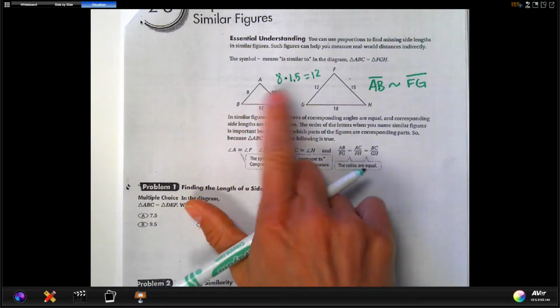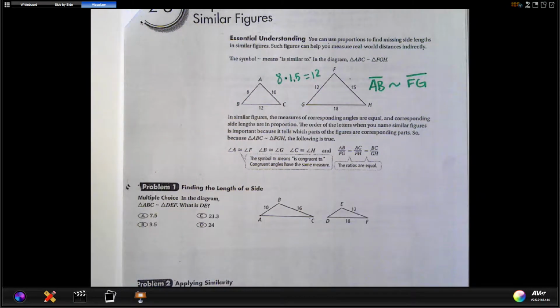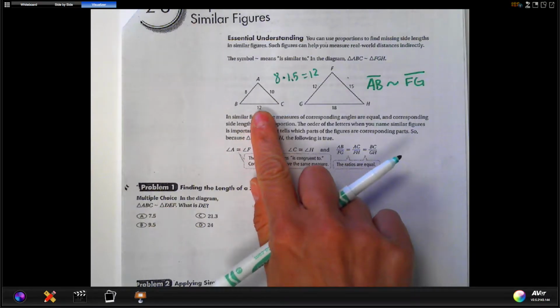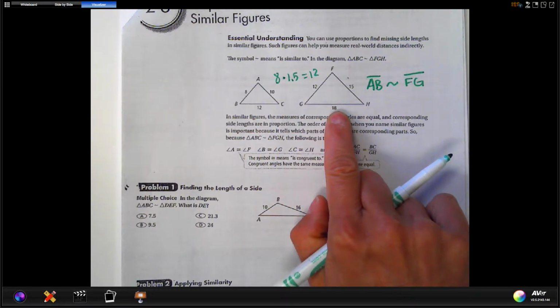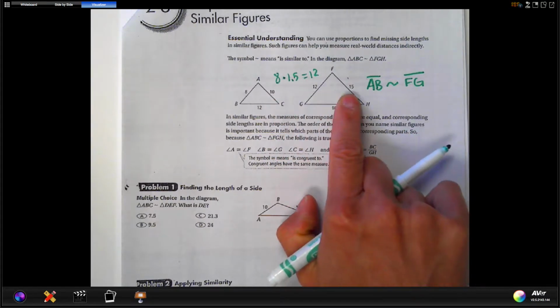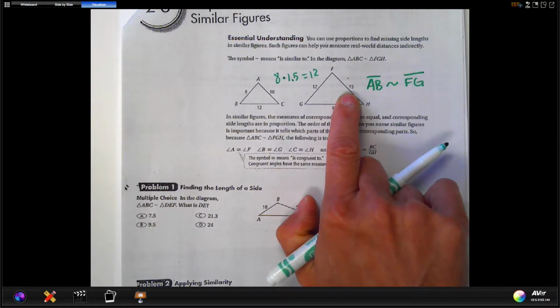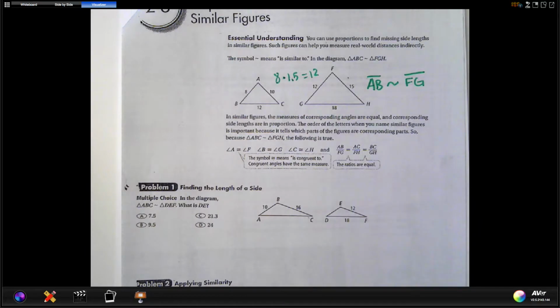So these are corresponding sides. It will be the same. So like 12 times 1.5 will give you 18, all right? And 10 times 1.5 will give you 15. The scale factor should be the same all the way around, or it's not similar, okay?